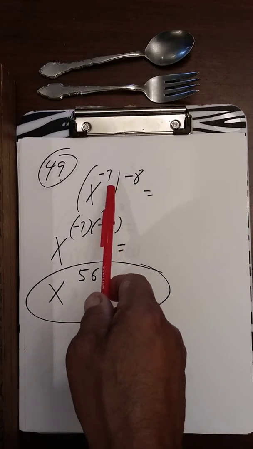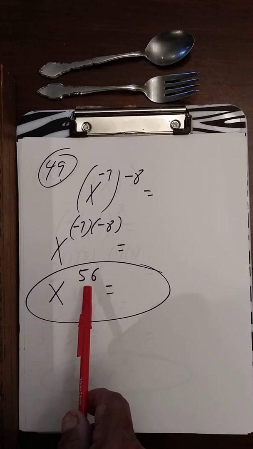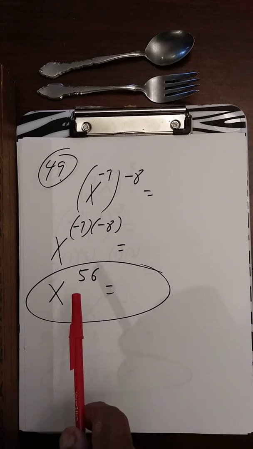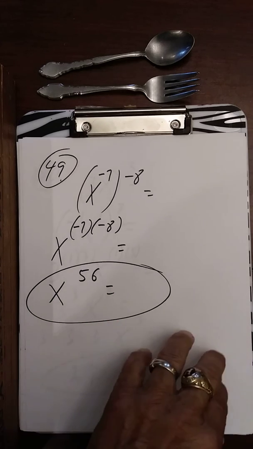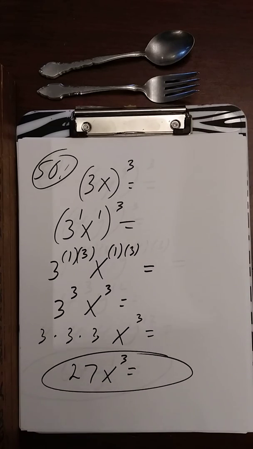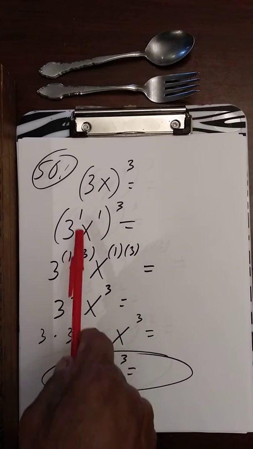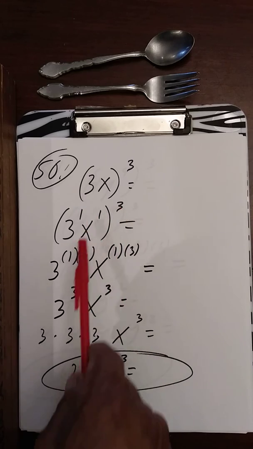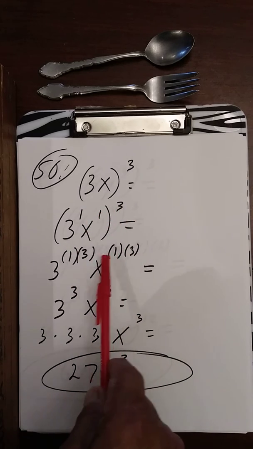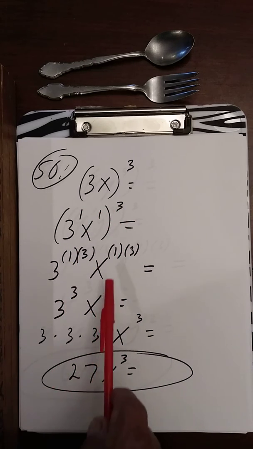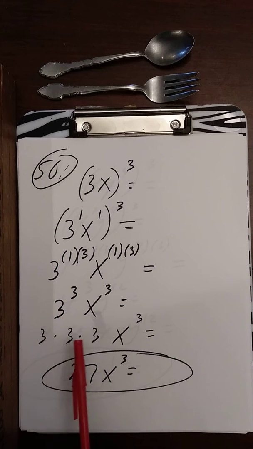Negative 8 times negative 7 is a positive 56. X to the 56, we're done. Negative times negative is positive. This one. Rewrite it, 3 to the 1, x to the 1, 3 power, 3 times 1, 3 times 3, 2 times 1. So that's 3 to 3, x to 3. Now this one is 3, 3, 3. And that's 3 times 3, 9, 3 is 27, x to the 3.